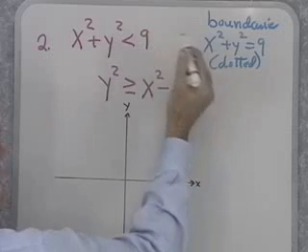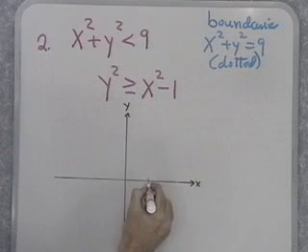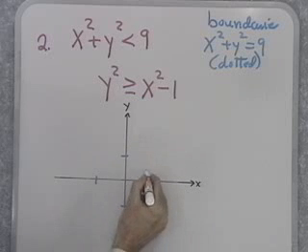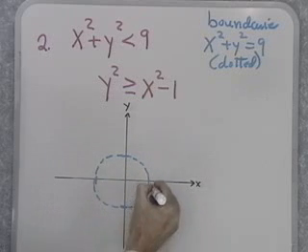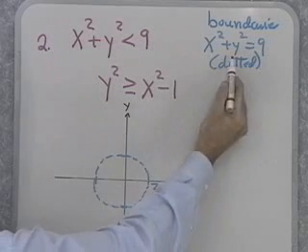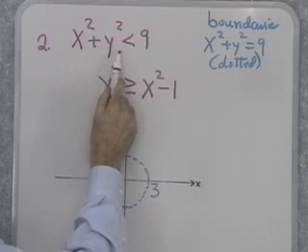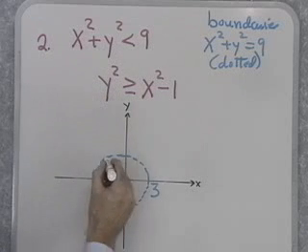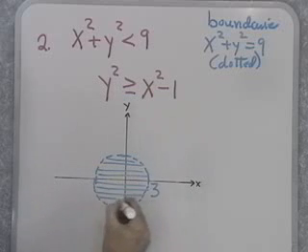So let's graph this inequality first. That's a circle with a center at the origin and a radius of 3. So let's just call this 3. And I'll draw in a dotted circle, which looks like this. Now, I'll test the origin. It's not on the boundary. 0 + 0 < 9. Is that a true statement? The answer is yes. So I'm going to color in the circle on the inside here like this.